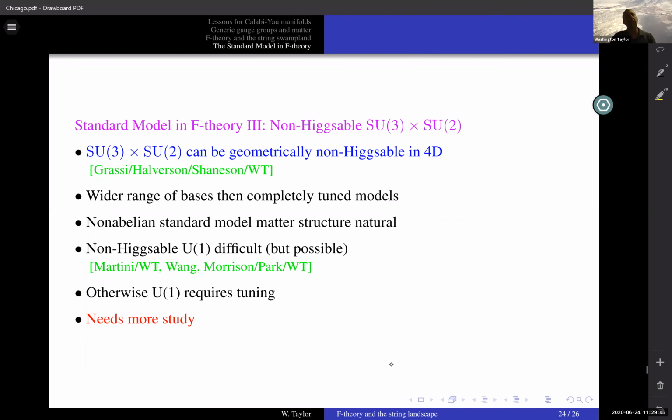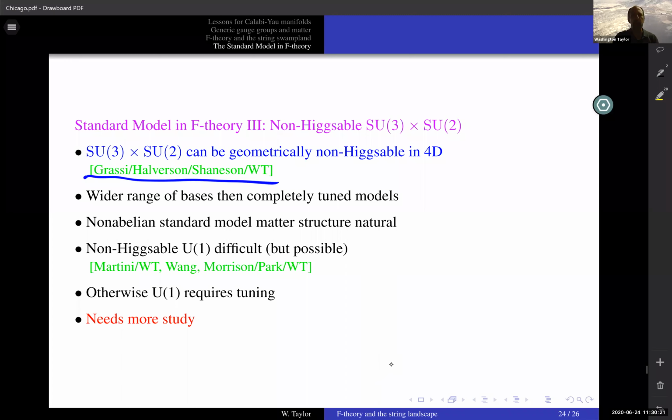So another approach which we can take, which hasn't been explored that extensively, is to assume that at least the SU3 cross SU2 comes directly from a non-Higgsable factor. We found in this work, and then identified in a broader context and in some further work with Dave Morrison, that SU3 cross SU2 can be a geometrically non-Higgsable structure in 4-dimensional F-theory models. This happens in a much wider range of bases than the ones where you have to tune everything from scratch, because this can be one of the non-Higgsable structures which is part of that geometry. So it goes further out in the h11 axis.